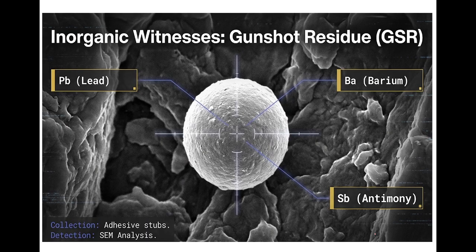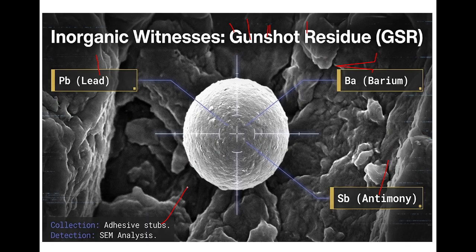What we're looking for in GSR, gunshot residue: gun, shot, residue, GSR. We're looking for three materials, three chemicals: lead, barium, antimony. They are the major compositions of GSR, gunshot residue.